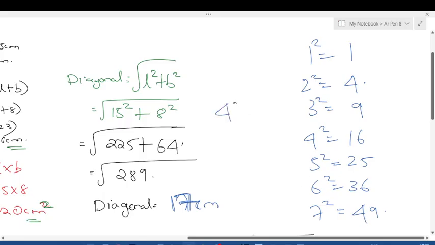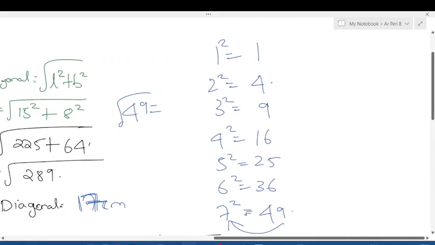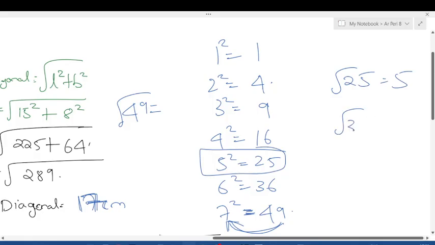Even the opposite is the same. If I take square root of 49, what's the answer? For 49, which number? 7. Yes. In the same way, if I take square root of 25, what should you all answer? Square root of 25 is 5. Square root of 36 is 6. Okay. This is how you have to study the square and square root concept.